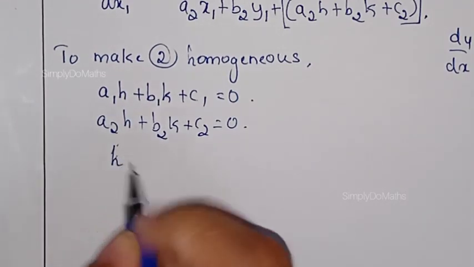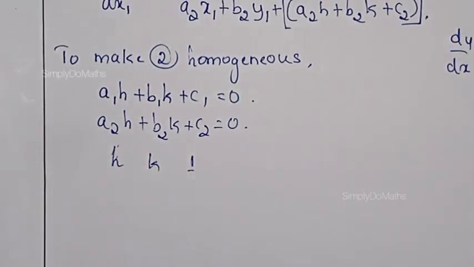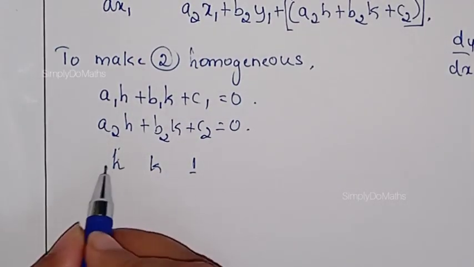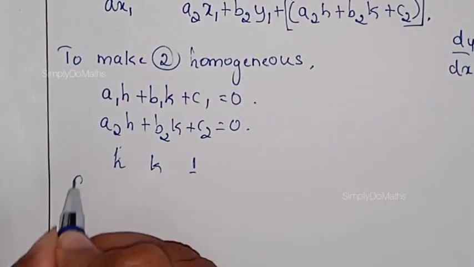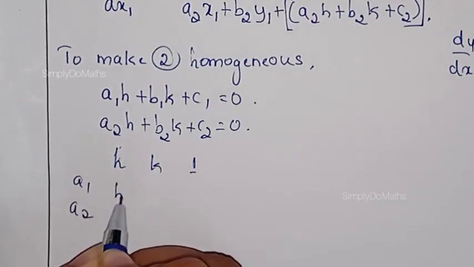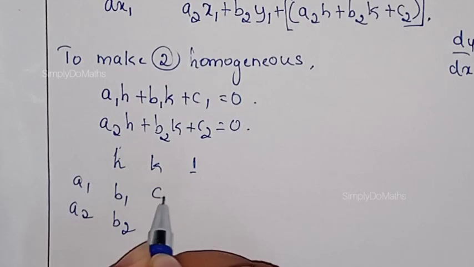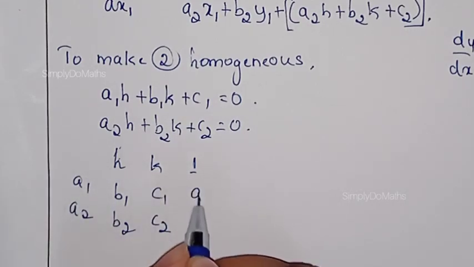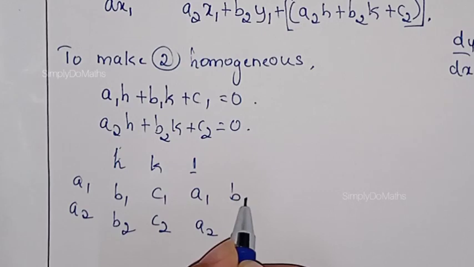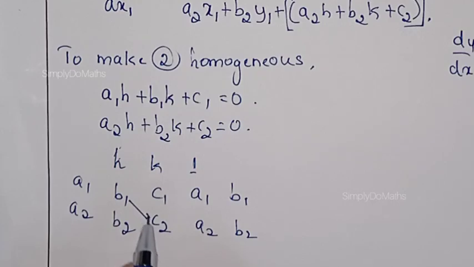So let us find this. I will go by the cross-multiplication method. Here we need h, k and 1, right? So a1, a2, b1, b2, c1, c2. Again a1, a2, b1, b2. No need of c1, c2. So, starting from this and this, we multiply: b1 c2 minus b2 c1. Again c1 into a2 minus c2 into a1. Again a1 into b2 minus a2 into b1.